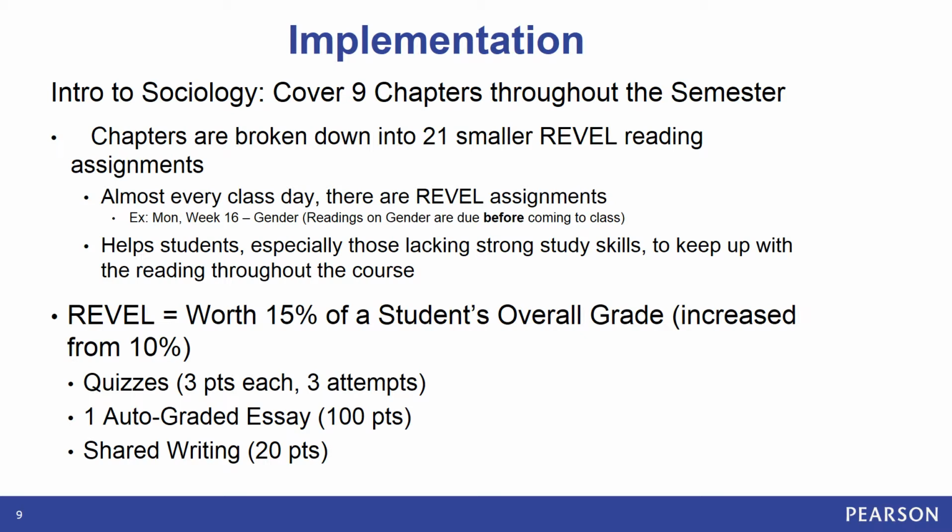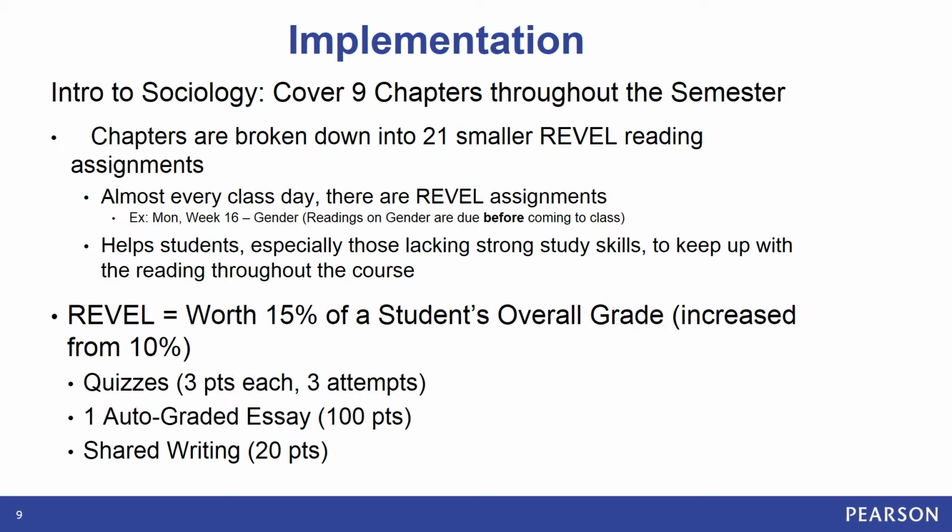I feel this helps students, especially those lacking strong study skills, to keep up with their reading throughout the course. The REVEL portion of the grade is worth 15% of their overall grade. When I first implemented REVEL, I had it worth 10%, so that I could try it out and see how it works. I still had some students who were not buying into the system, so I increased it to 15% to get those outliers out and tell people you cannot pass this class if you do not buy the REVEL program.